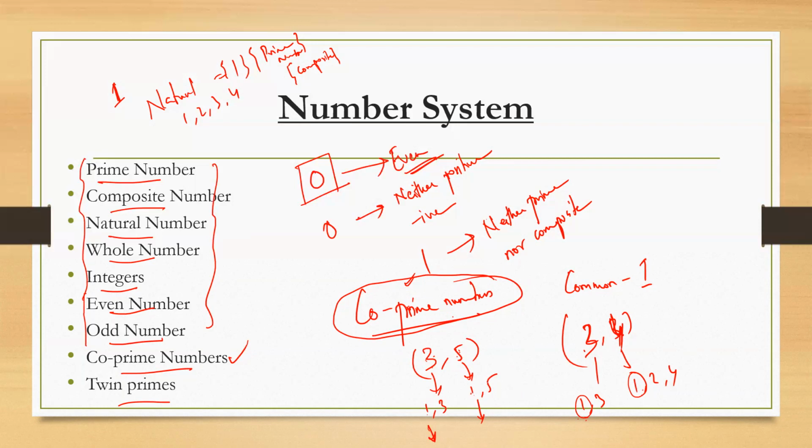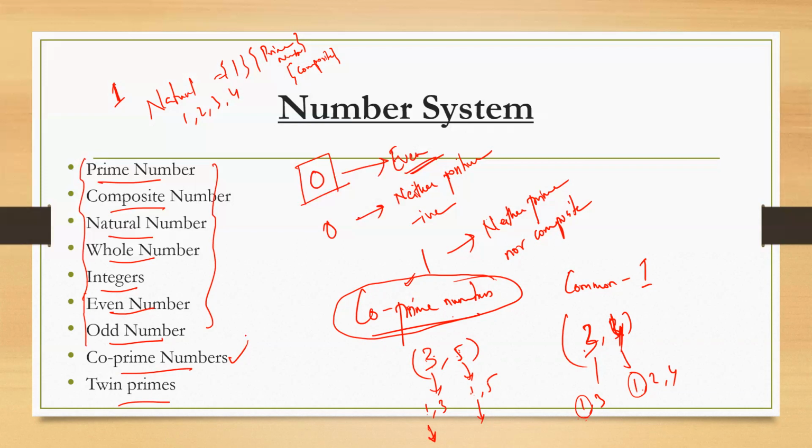I hope this is clear. Is this clear, everyone? What co-prime numbers are? Because this kind of questions can be asked in your statement-based questions. We will see the aspect.